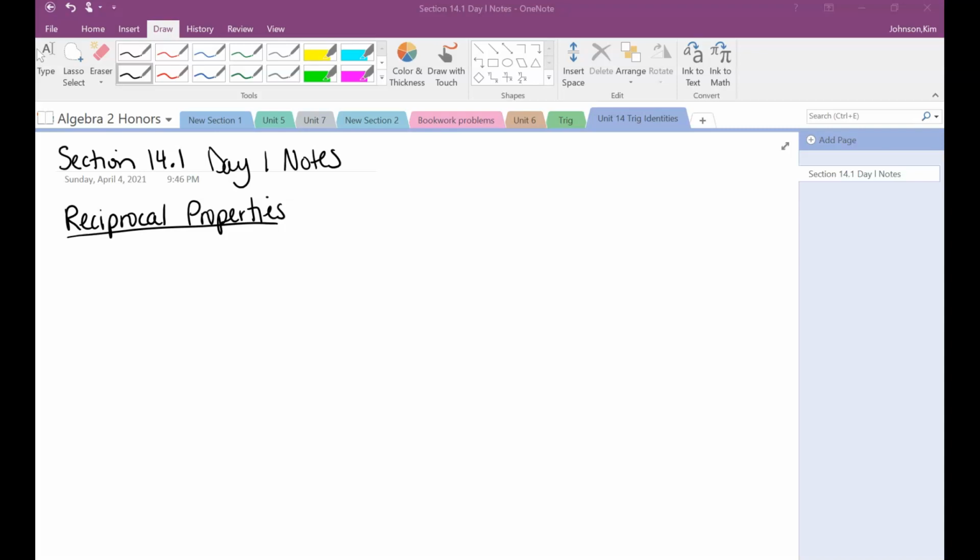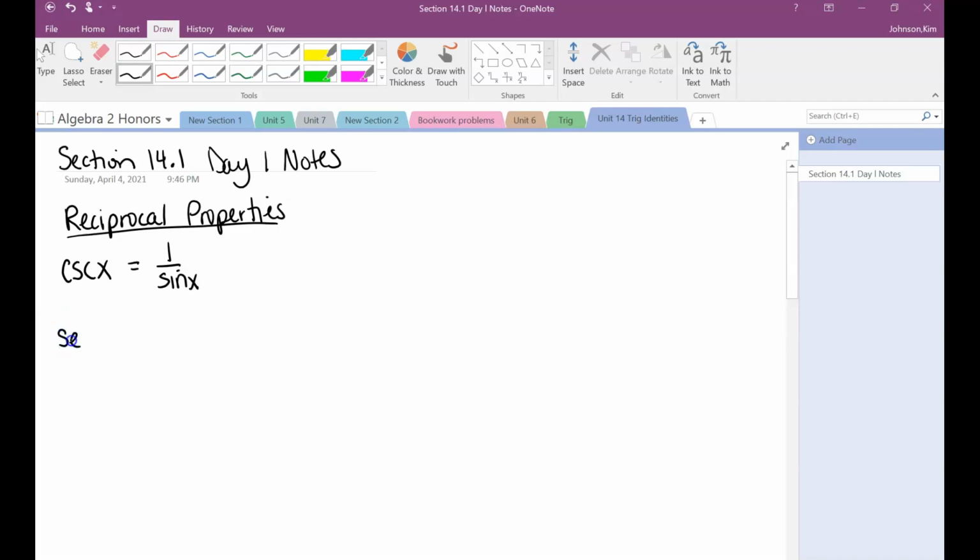So we are starting in section 14.1. All these properties that we're going through, you'll also see in the book. So we're going to start right away by talking about our reciprocal properties or identities that we'll be using to do trigonometric proofs. So the first one that we have, cosecant of x is equal to 1 over sine of x. Hopefully that's familiar to you.